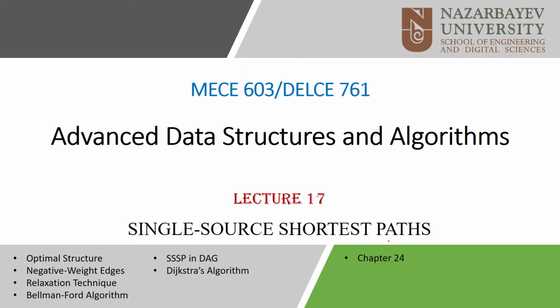This lecture is dedicated to algorithms that find the shortest path from a single source node in a weighted and directed graph. We will begin by first defining the problem statement, followed by proving the optimal substructure of a shortest path. Then we will introduce an important concept called negative weight edges. After that, we will see what the relaxation technique is and how it will be used in the algorithms to find the single source shortest path.